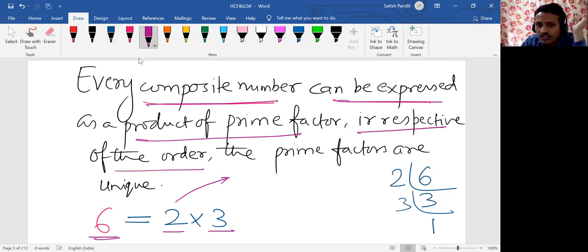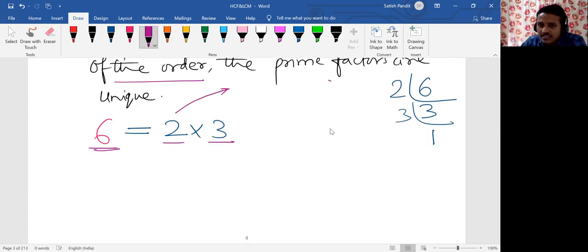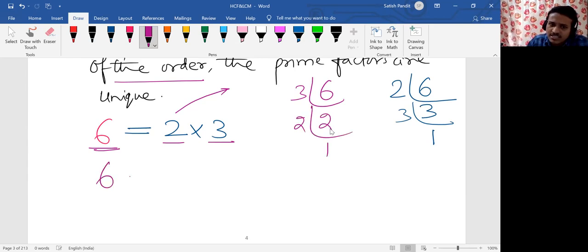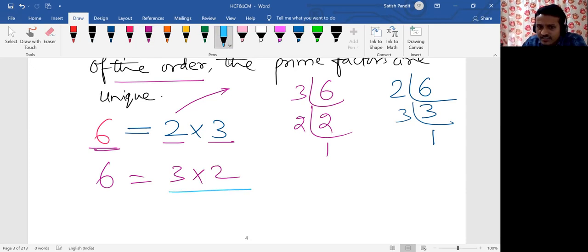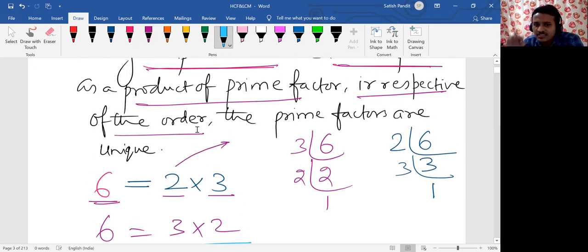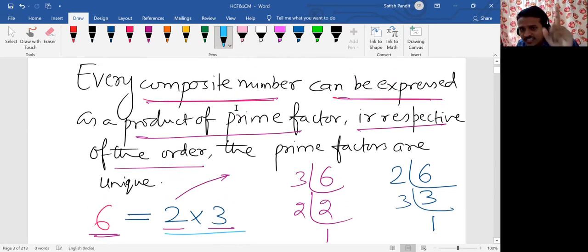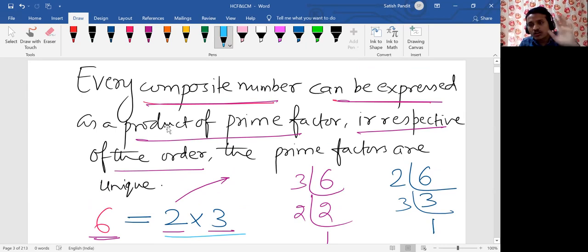Irrespective of the order. Actually, some people will take 6 and start dividing with 3. So 3 2s are 6 and 2 1s are 2. So some people can also write 6 as 3 into 2. So here the order has changed, right? One person has written 3 into 2 and another person has written 2 into 3. So it says that irrespective of the order, order is not important, but I would suggest always going from smaller to bigger so that it is easier for you.